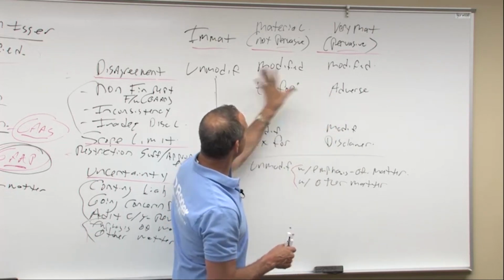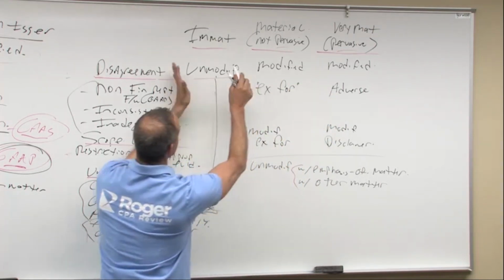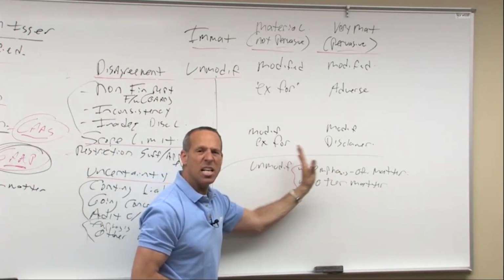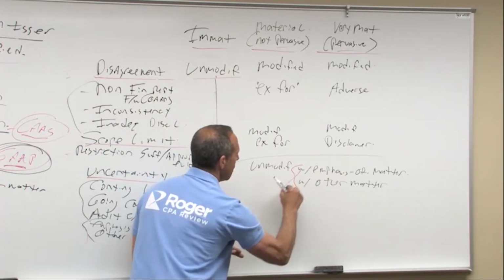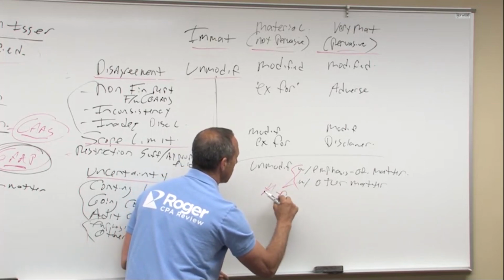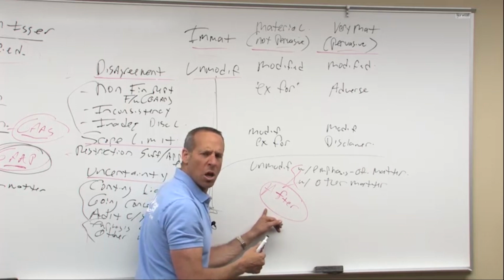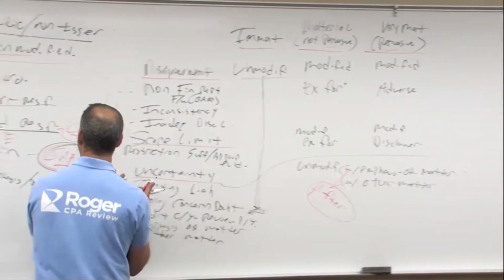All right, so that's the difference. So here's another thing. Unmodified, boom, 4 paragraphs. Unmodified with emphasis. Since it's clean, where does this go? These paragraphs go after the opinion. After the opinion.